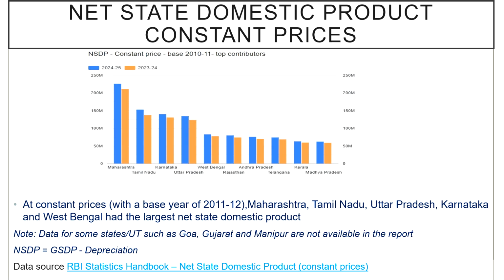Net state domestic product at constant prices. At constant prices, with a base year of 2011-12, Maharashtra, Tamil Nadu, Uttar Pradesh, Karnataka, and West Bengal had the largest net state domestic product. Note, data for some states/UT such as Goa, Gujarat, and Manipur are not available in the report. The NSDP is calculated by subtracting the depreciation from the GSDP.